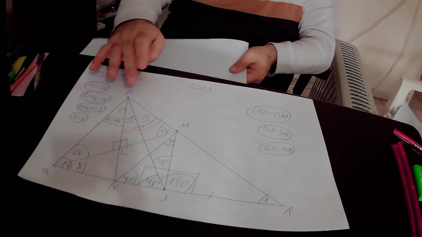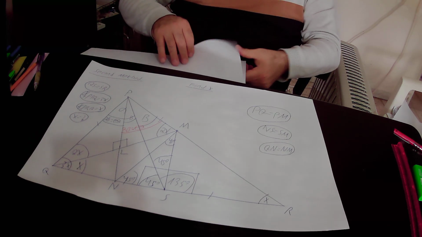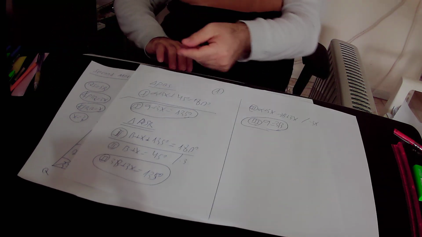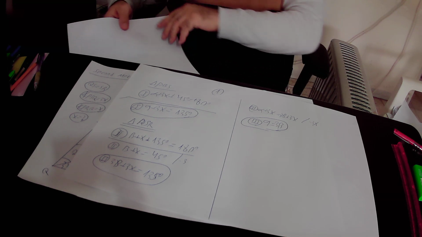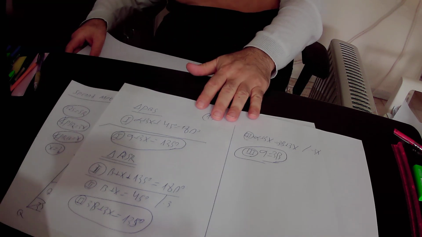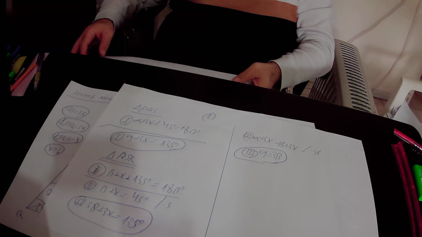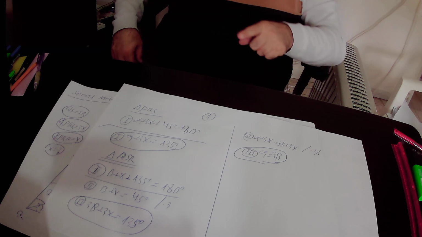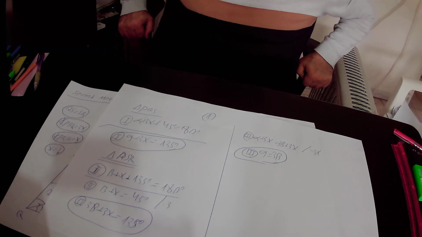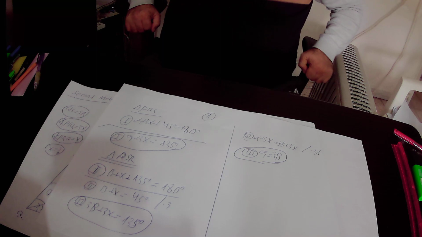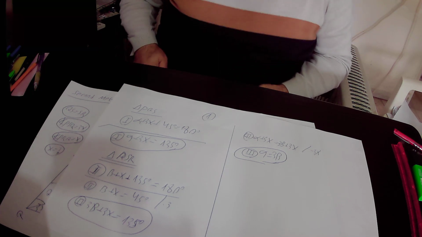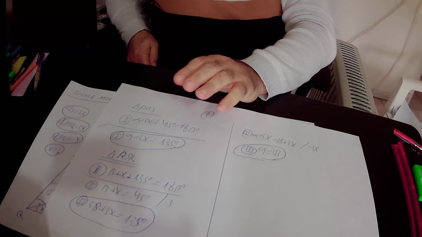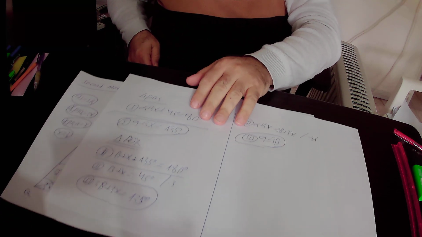So if we focus on triangle QPS, we will get that in triangle PQS, the sum of the angles must be equal to 180 degrees. That is to say, alpha plus 3x plus 45 degrees must be equal to 180 degrees. We subtracted 45 degrees from this equation number 1, and we got that alpha plus 3x equals 135 degrees. According to equation number 1, alpha plus 3x equals 135 degrees.